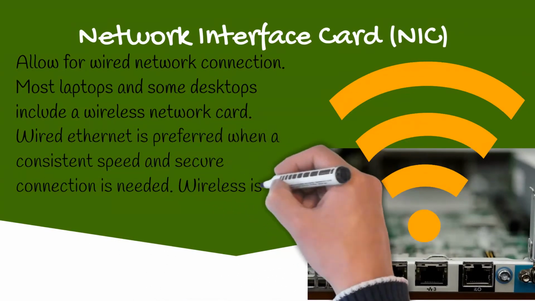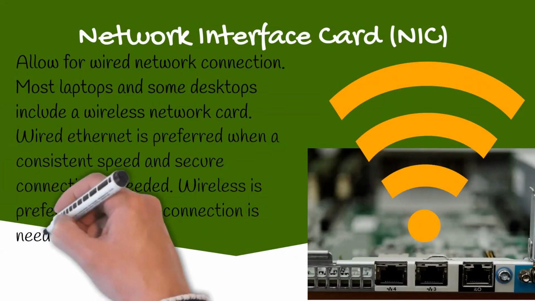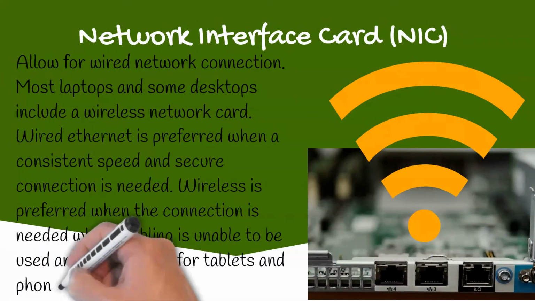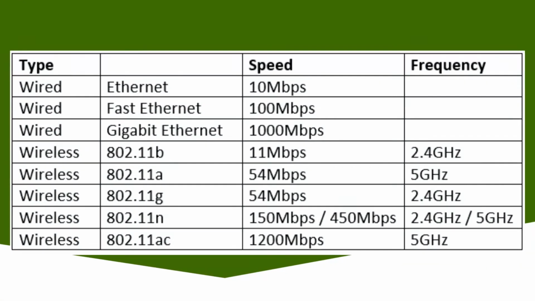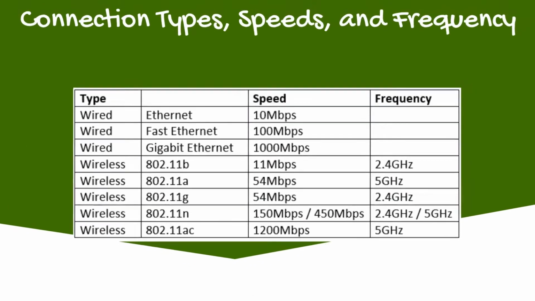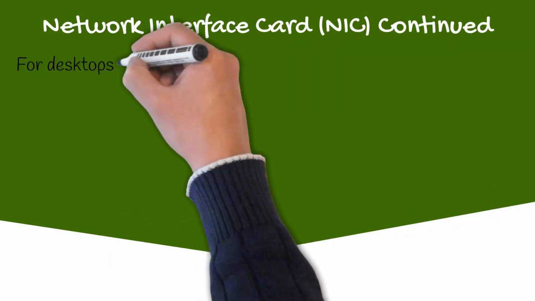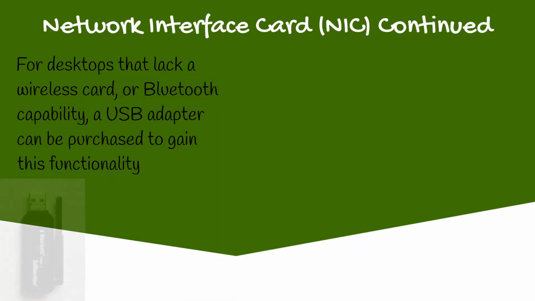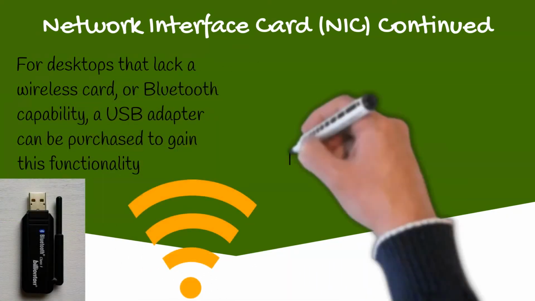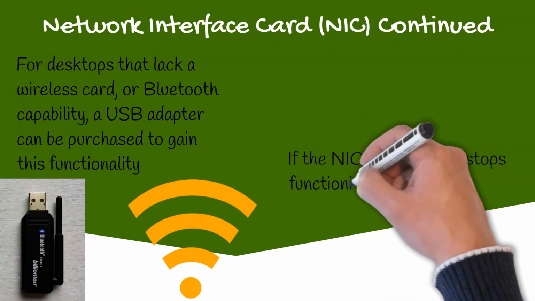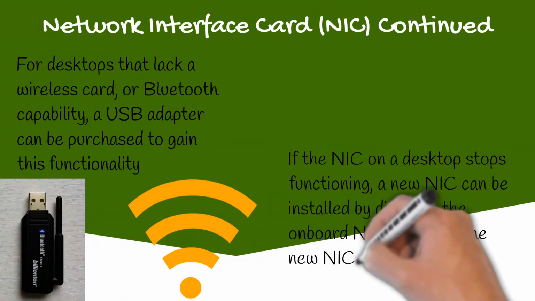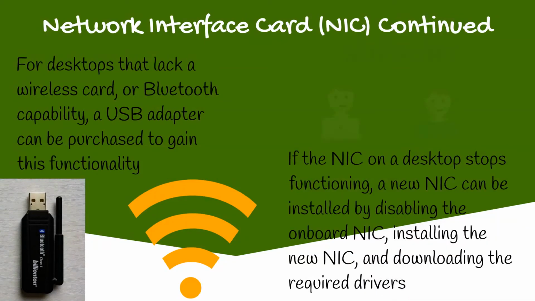Wireless is preferred when the connection is needed where cabling is unable to be used and network connections for tablets and phones are needed. While wireless is generally slower than wired Ethernet, 802.11ac Wi-Fi can exceed gigabit Ethernet. For desktops that lack a wireless card or Bluetooth capability, a USB adapter can be purchased to gain this functionality. If the NIC on a desktop stops functioning, a new NIC can be installed by disabling the onboard NIC in BIOS, installing the new NIC in an expansion slot, and downloading the required drivers.